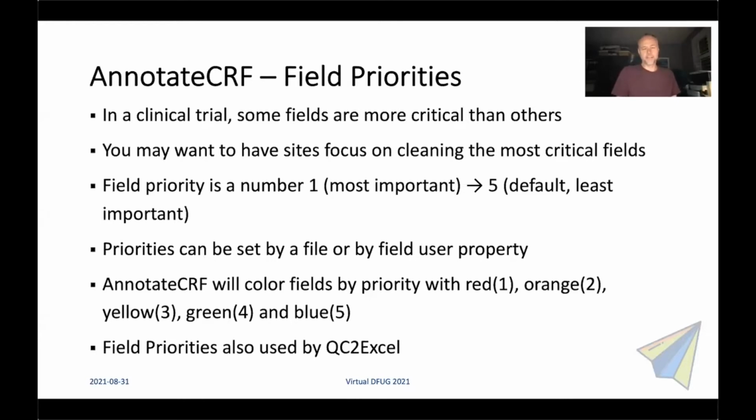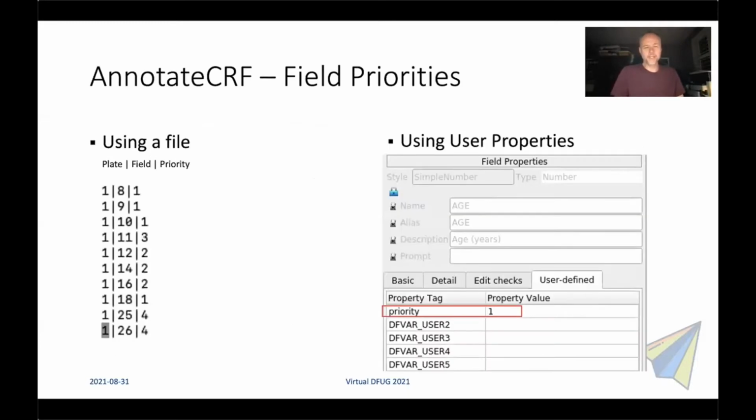The Annotate CRF will color code the fields by priority in red, orange, yellow, green, and blue colors. And these field priorities can also be read by the QC to Excel program when it generates Excel files for the QCs. So here's how you would do it with a file.